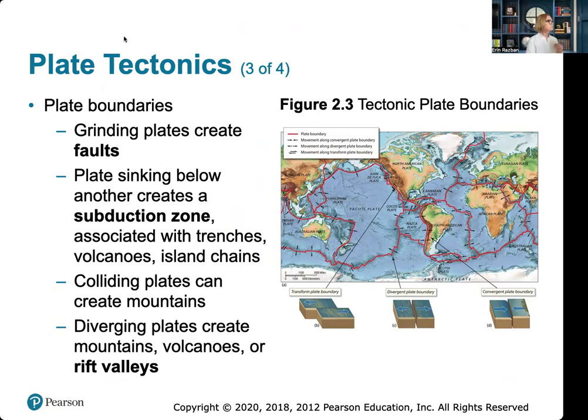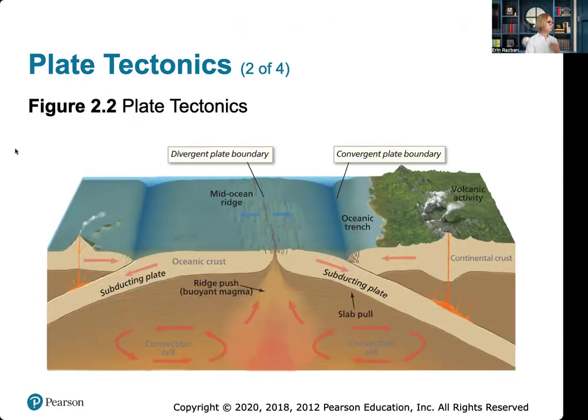Excuse me, I skipped diverging plate boundaries. Okay, going back here, we have diverging plate boundaries. This is where two or more plates are moving apart from one another.